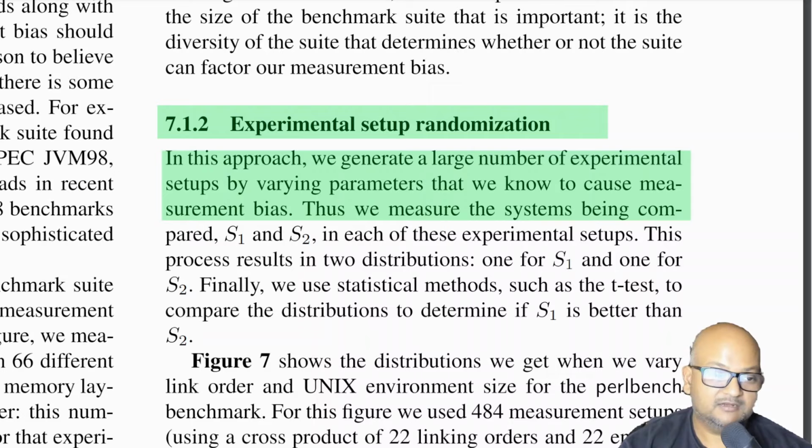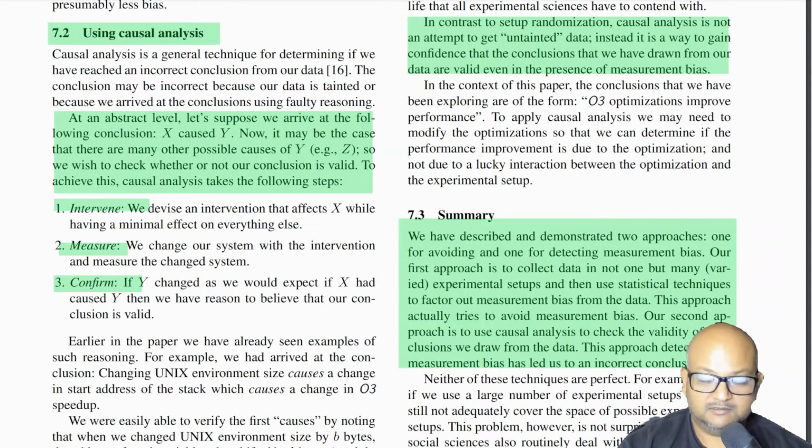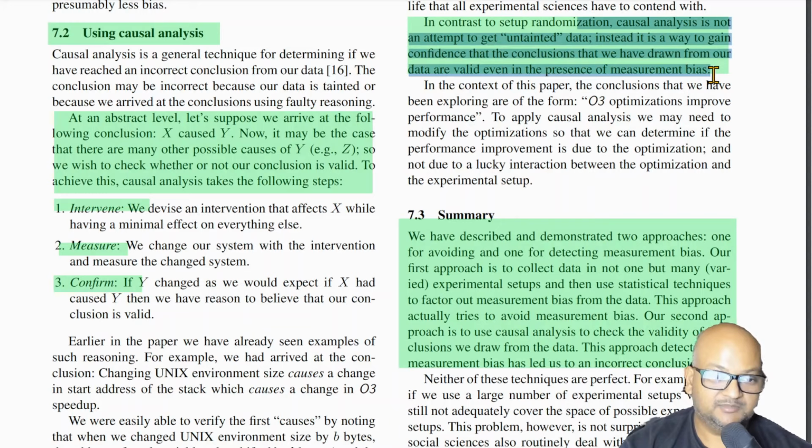One way to do that might be to vary some of the parameters in your experiment setup on a random basis. The other way is to have more rigorous causal analysis to make sure that the effect you're seeing is indeed caused by the changes that you made. As the authors point out over here, the second step, causal analysis, is not trying to clean up the data. It's not trying to get untainted data. Instead, it's trying to establish confidence in the conclusion, even in the presence of biased data.